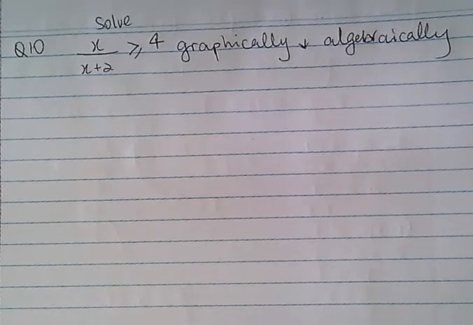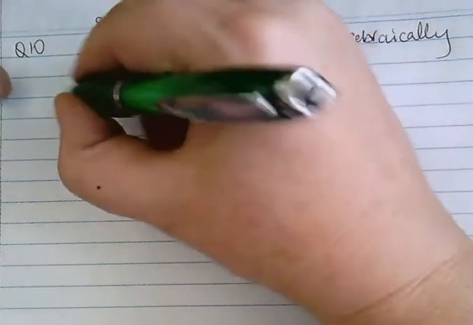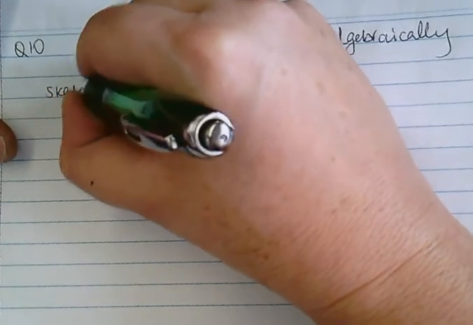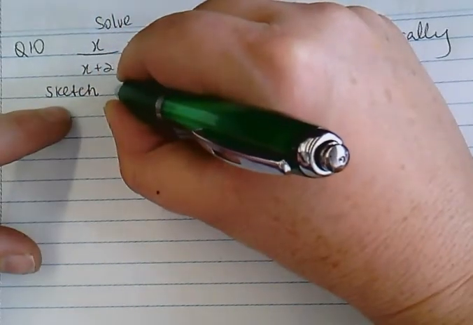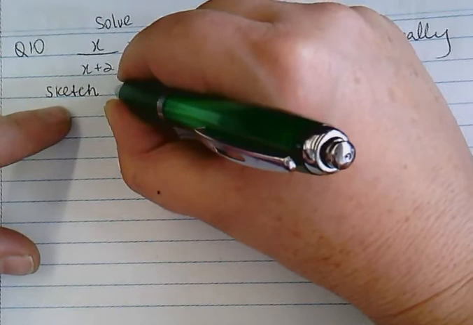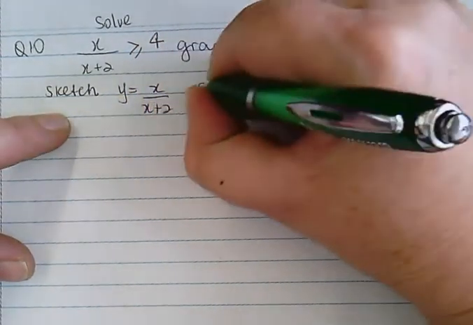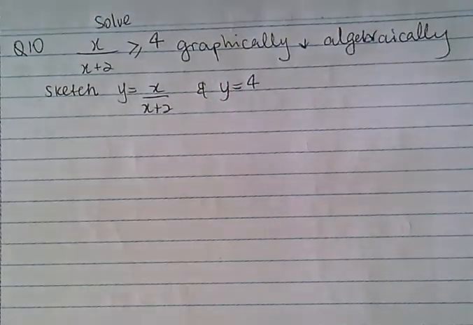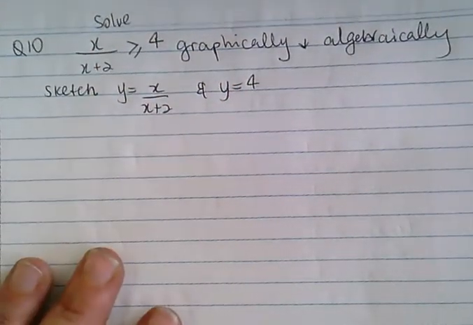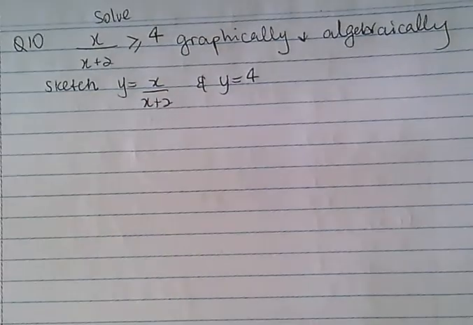I want to show you something. So let's not do curve sketching menu for a sec. We're going to do it another way. Sketch y equals x over x plus 2 and y equals 4. Now I did show you, so normally, yes, curve sketching menu. I just want to show you something else.